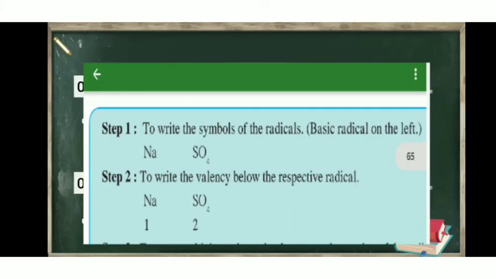So the first step, to write the symbols of the radicals. So basic radical on the left, that is Na. Step 2, to write the valency below the respective radical. You must know the valency. So the valency of Na is 1, which we have written below, and the valency of SO4 is 2, which we have written below that radical.